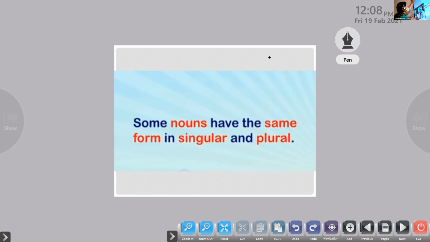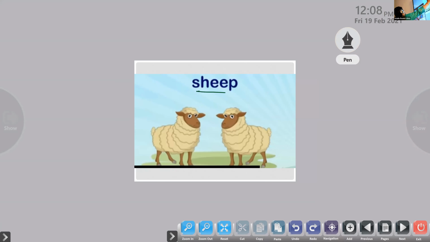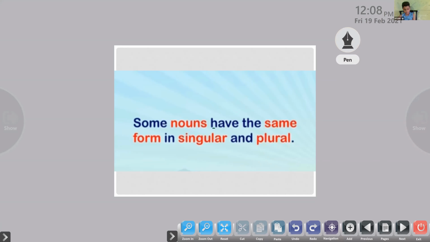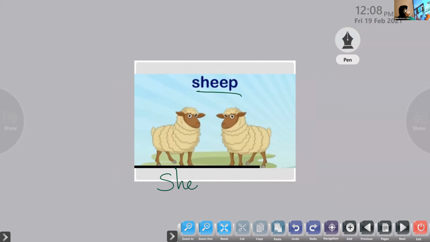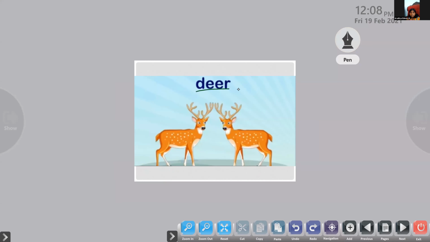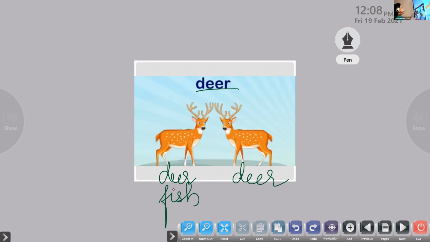Please do repeat after me. Sheep. Sheep. What's the plural form for sheep? Singular and plural have the same form. Those words are sheep, fish, deer. Deer. Don't say deers, it's wrong. Fish. So I have taught you only three words.